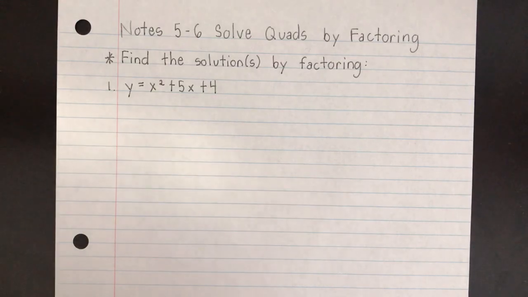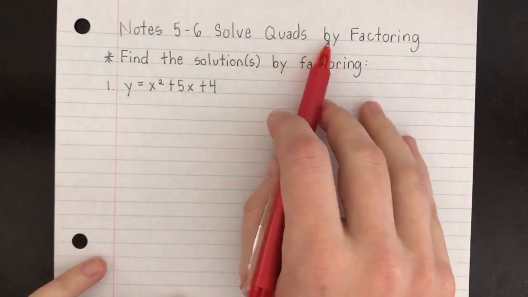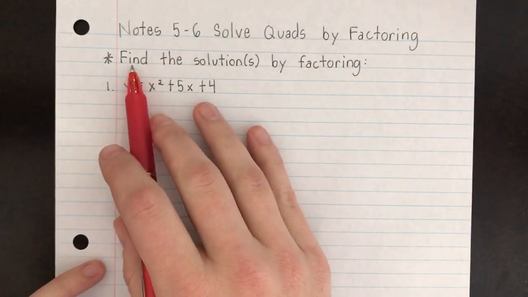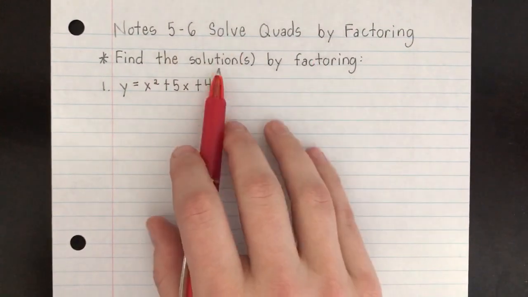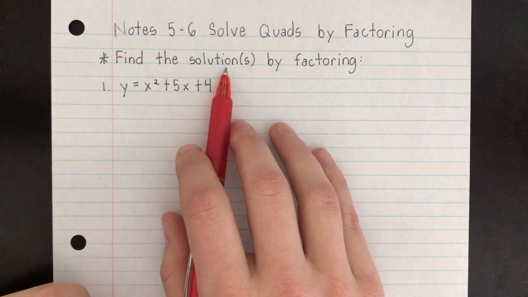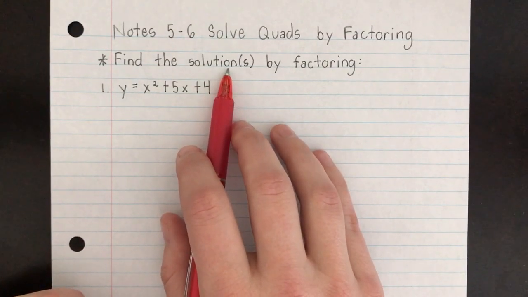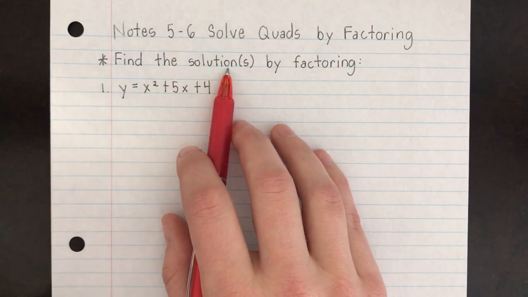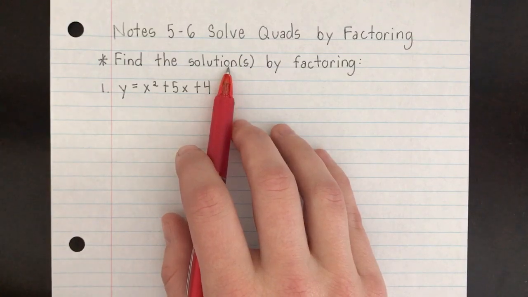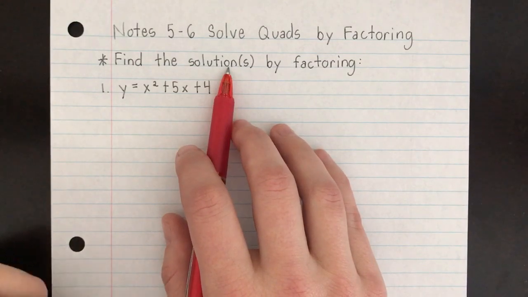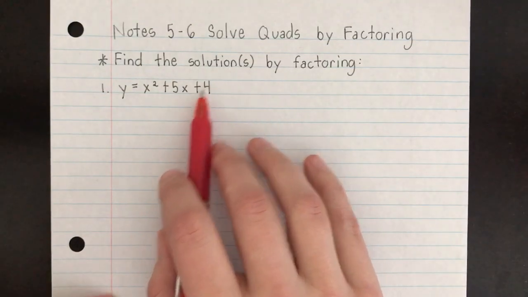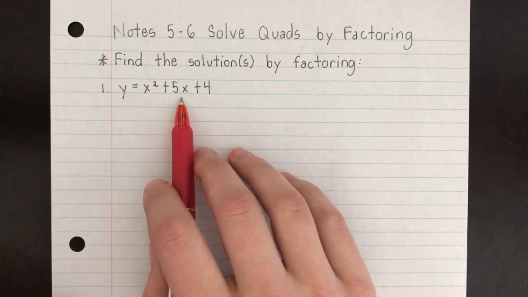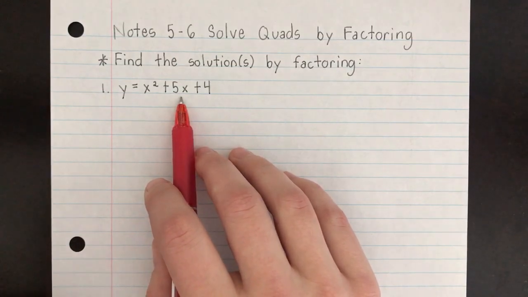Today we're looking at notes 5-6, solve quadratics by factoring. So we are going to find the solution or solutions by factoring today. The first thing I want to talk to you about is this word here. Remember, finding the solutions is another way to say x-intercepts, zeros, or roots. All four of those words essentially mean the same thing. So when we find the solution or solutions of a quadratic, we're really finding the x-intercept graphically.